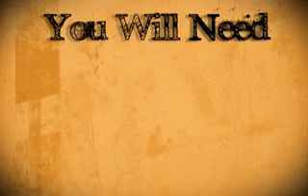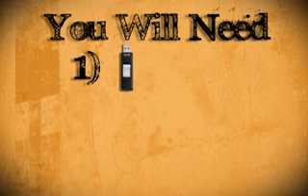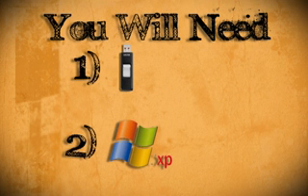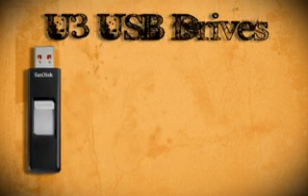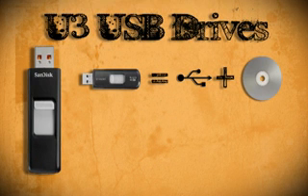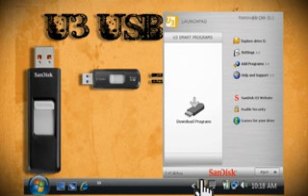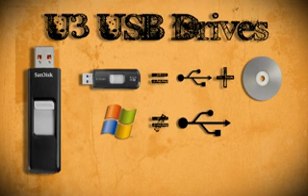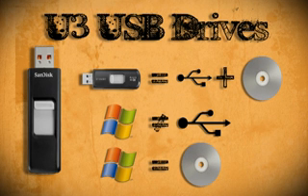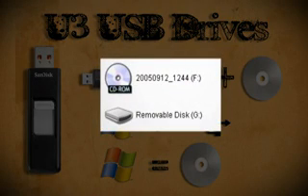To do this project, you're going to need a U3 USB drive such as a SanDisk Cruiser and access to a Windows XP machine. What makes a U3 USB drive unique is that it emulates a CD-ROM drive so that it can auto-run its launchpad whenever you plug it into a computer. This is useful because Windows will not allow programs to auto-run straight from a USB drive, but it will allow programs to auto-run from CD drives, and since a U3 USB drive shows up as both, we can use this feature to auto-run our USB drive.